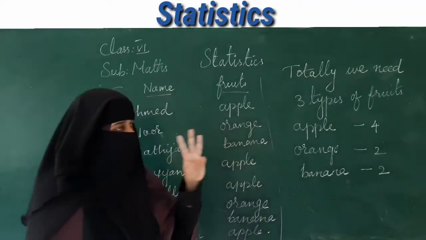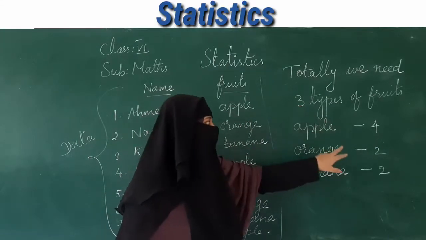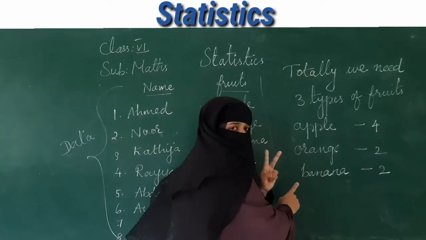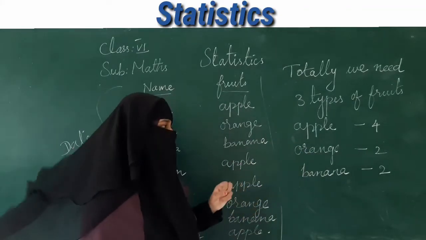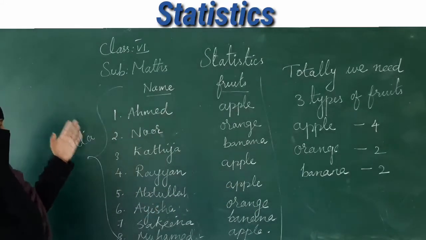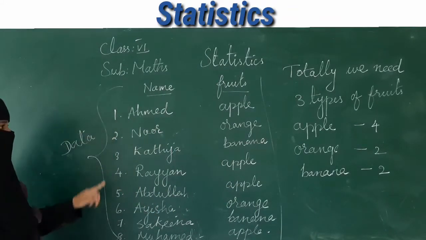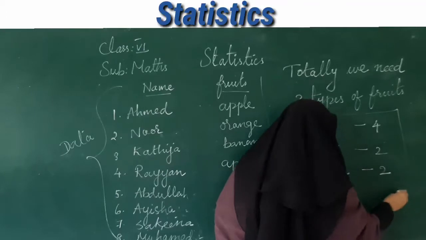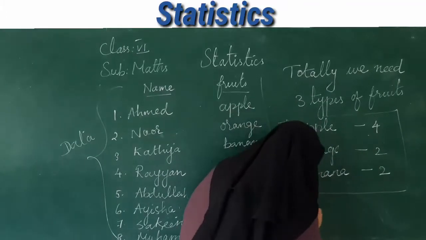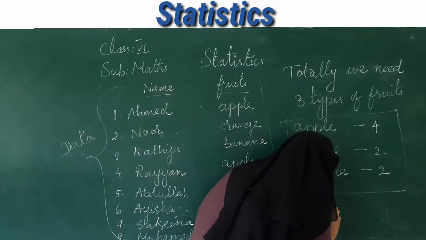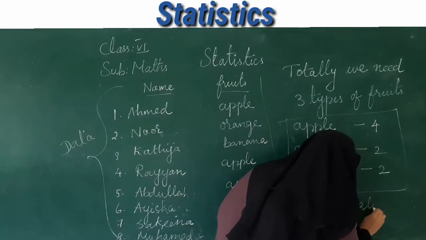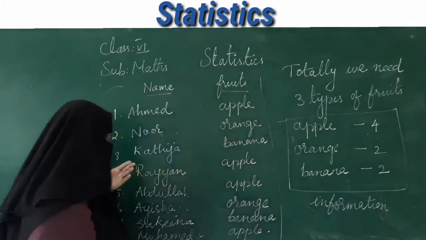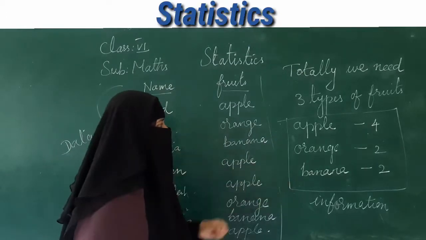Okay, totally 3 kinds of fruits: apple, orange and banana. Apple we need 4, orange 2, and banana 2. The data we have in this is called data. From this data we get the information. This is called information. What we get: apple 4, orange and banana, like that. This is called the information. From this data we get the information. This is called the basic statistics. That's all.